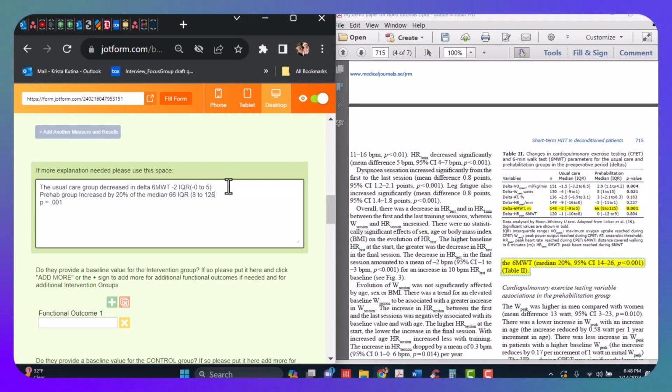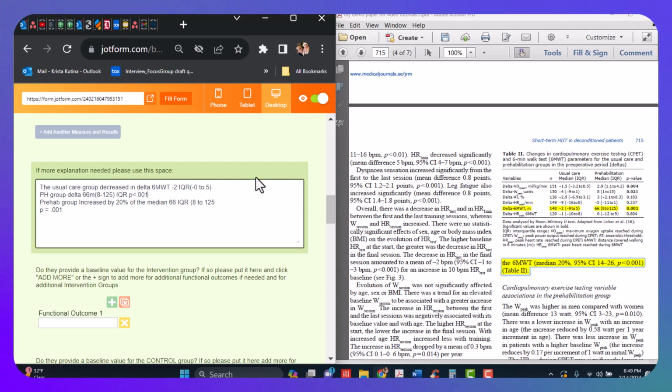And actually, what I should do is I should put this result, so I should say prehab group delta 66 meters and then 8 to 125, and that's an interquartile range. And then you want to say P is less than, because that's very significant.